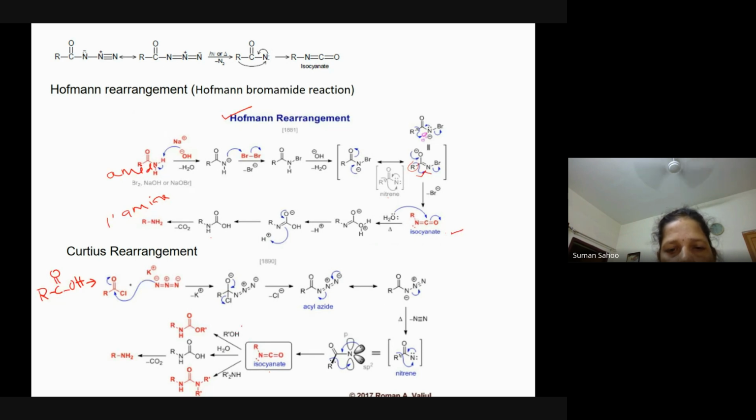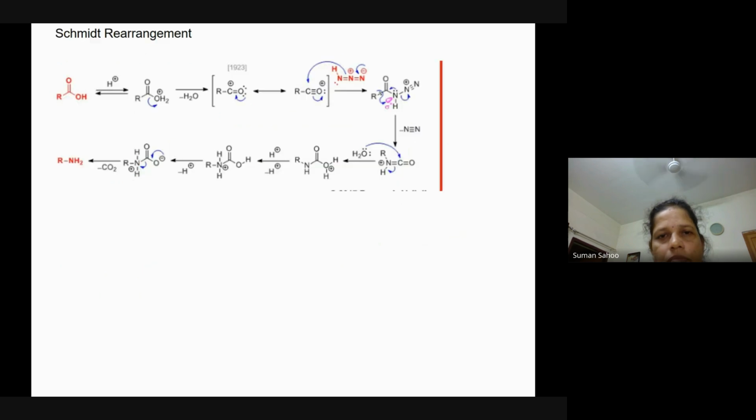If you react it with alcohol, then you get a carbamate, an ester amide. If you treat it with water, then finally you would get an amine, and if you treat it with a secondary amine, you would get an amide of this kind. Next is the Schmidt rearrangement. In the Schmidt rearrangement, this also goes through an isocyanate intermediate. When this isocyanate intermediate is treated with water, finally you get your amine.